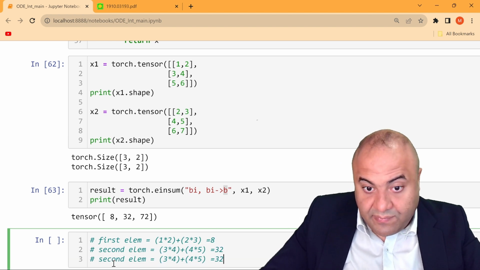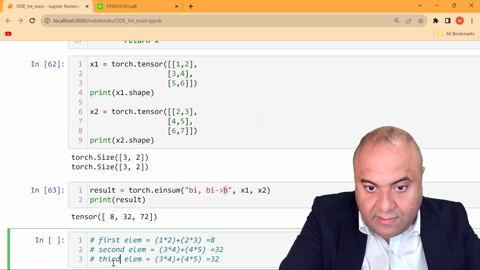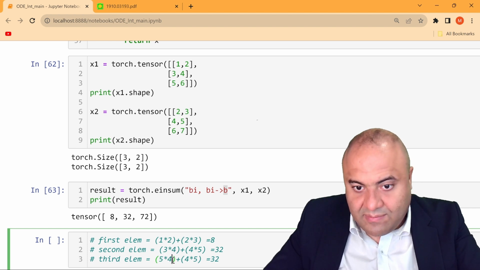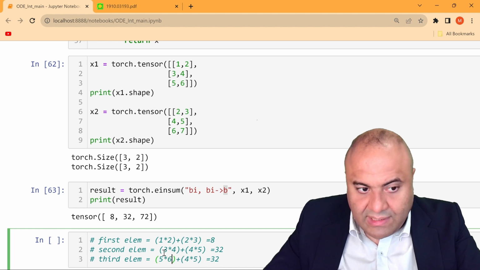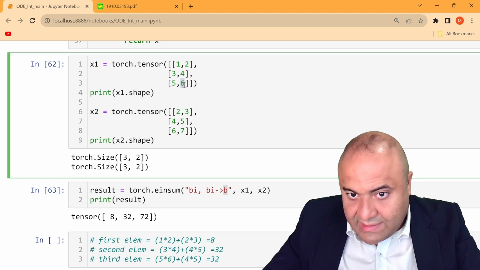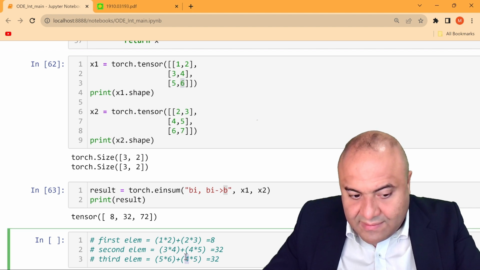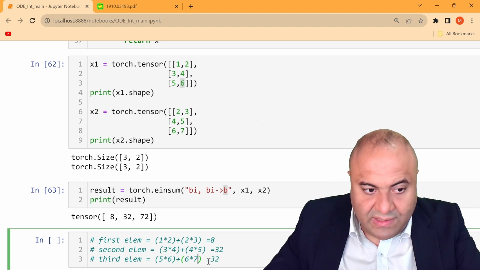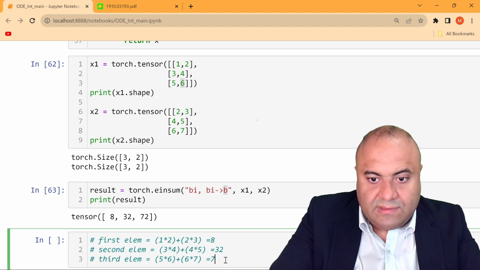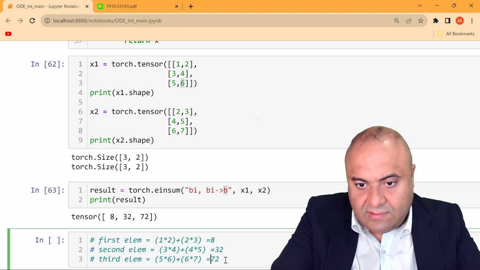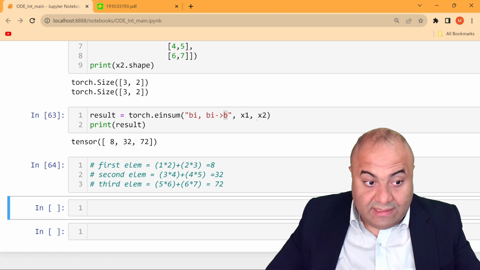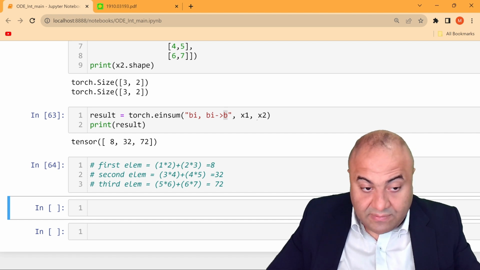Third element will be 5 multiplied by 6, which is 30, and 6 multiplied by 7, which is 42, plus 30 is 72. 72 is this guy. This is Einstein multiplication.